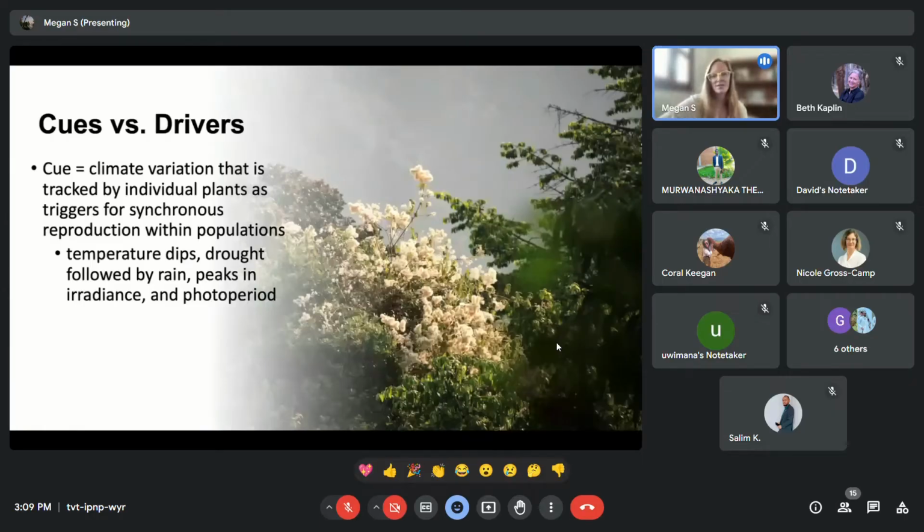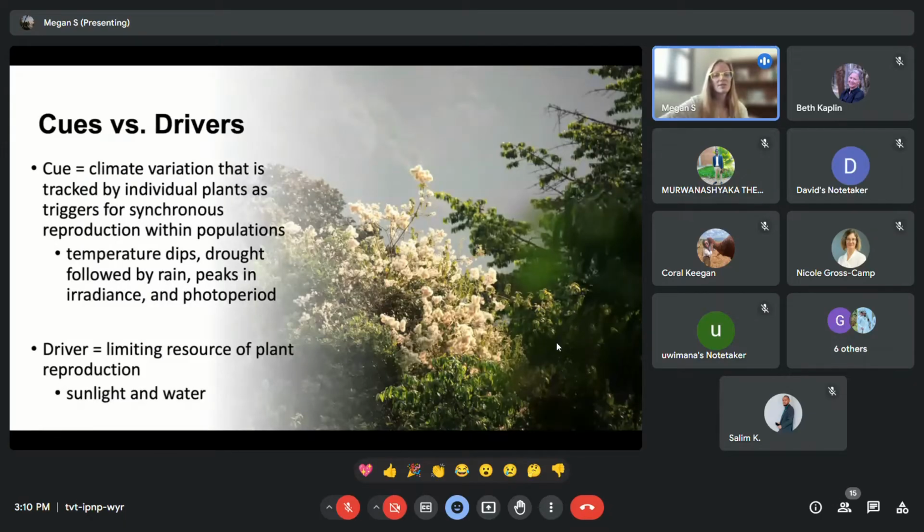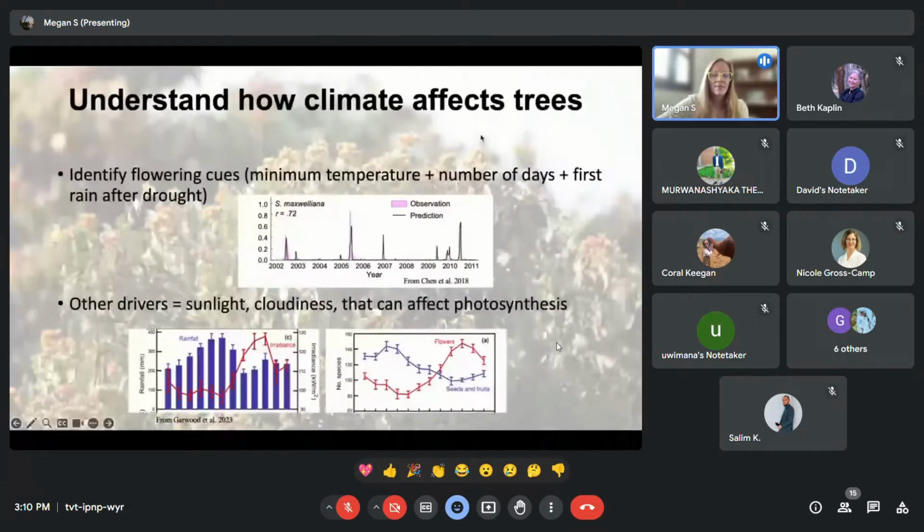And then a driver is a limiting resource of plant reproduction. And these are things like sunlight and water that relate more to the ability of the plant to acquire energy and then use that energy to produce leaves or to reproduce, to produce flowers and fruits. And we know that these climate cues and drivers affect trees in certain ways, and so we can use phenology data combined with climate data to identify flower cues.